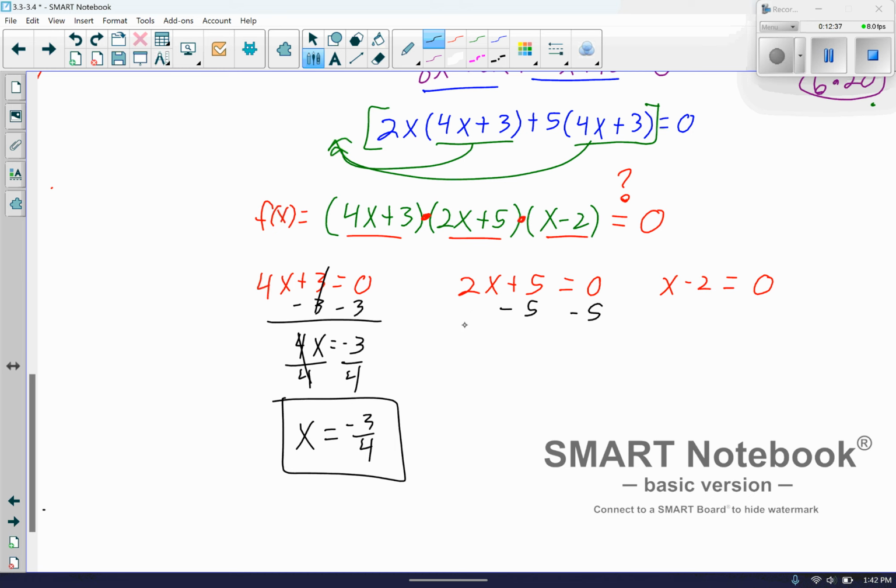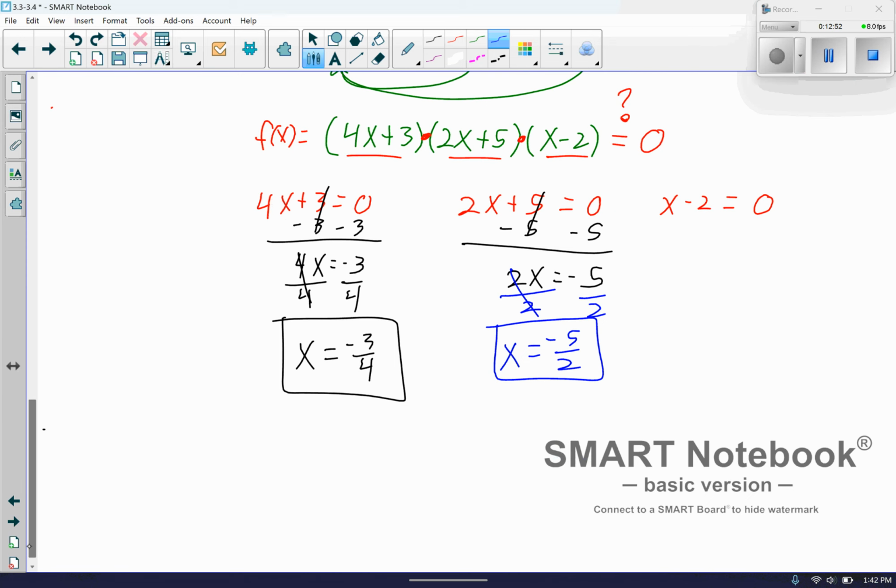Then we'll subtract by 5 on both sides, and then divide by 2. And so we're going to get x equals negative 5 over 2. That's another one of my solutions. And once again, if you go look at your list, you'll see that one in your list. And then the last one was the first one we got, when we tried 2 and it worked out. We got a remainder of 0. So those are my three solutions.